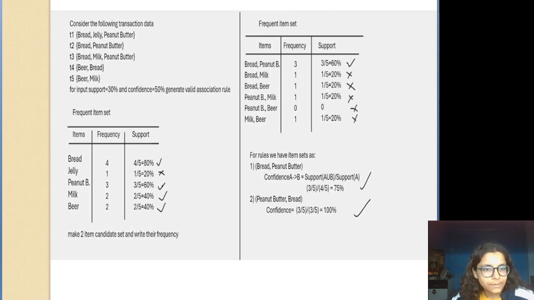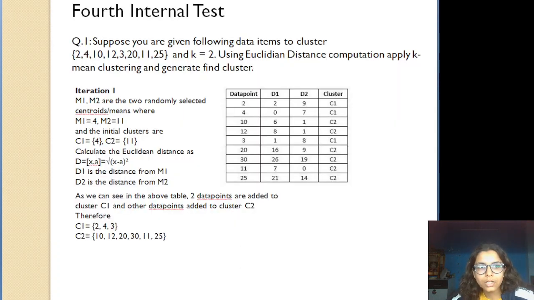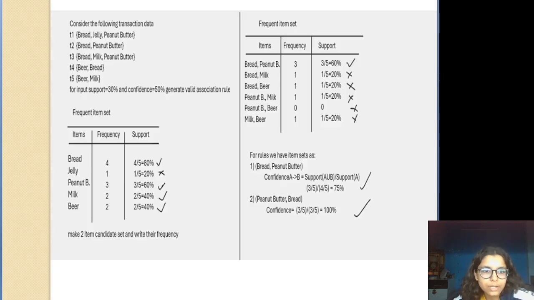And so with this, we talked about k-means clustering and the association rules that we generated in the last question. With this, the video concludes. Thank you so much.